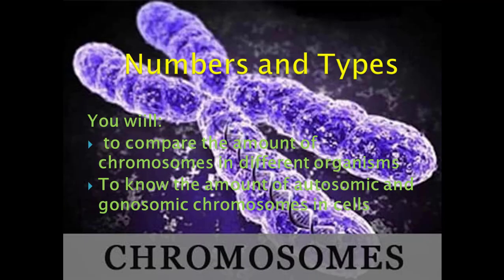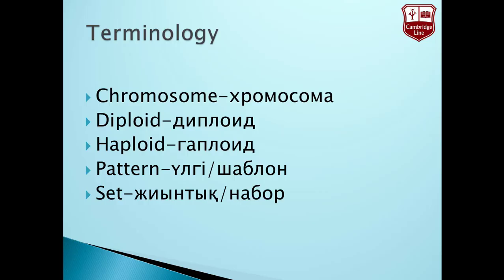Today we are going to start a new topic. Open to page 112. The topic is number and types of chromosomes. In this lesson you will learn about chromosomes. You will be able to compare the amount of chromosomes in different organisms and to know the amount of autosomal and gonosomal chromosomes in the cell. So let's go. It will be better to learn this kind of terminology.